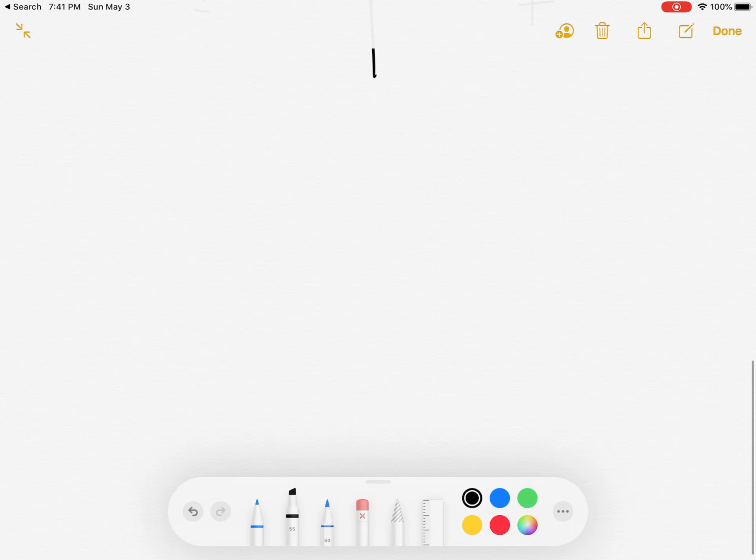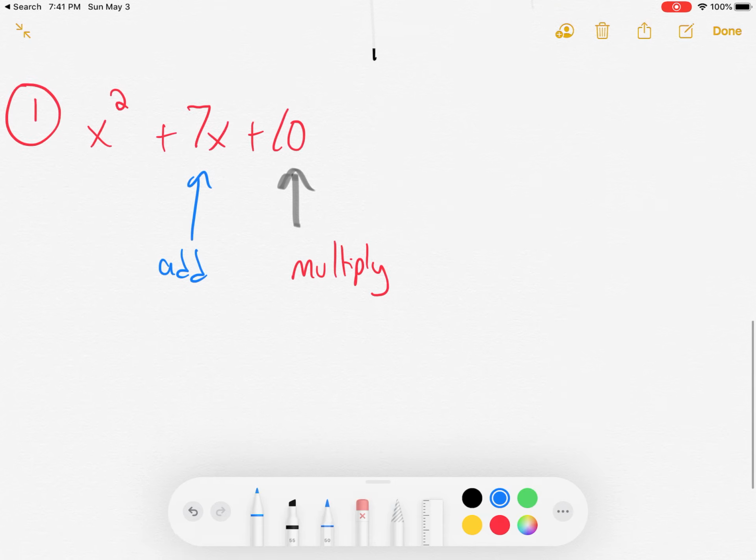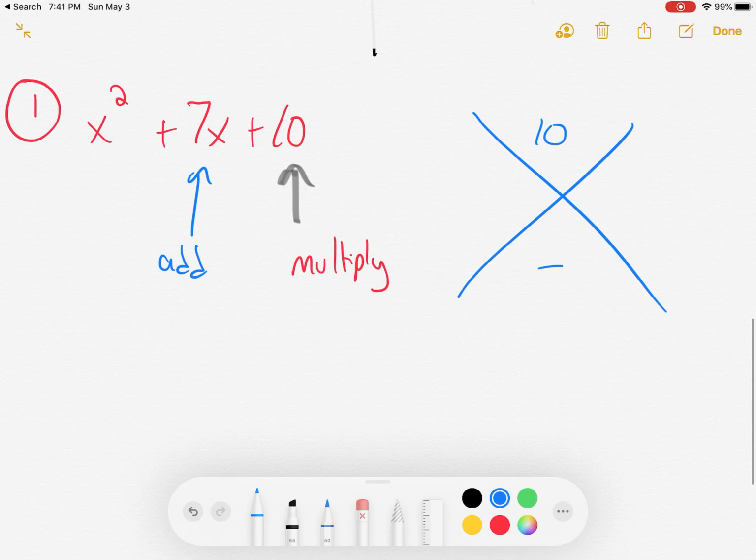Okay, so let's start with an example problem. Let's say we have x squared plus 7x plus 10. So we are looking for numbers that multiply to 10 and add to 7. So this is just a diamond problem. The number on the right goes on top of our diamond. That's a 10 right there, and a 7 on the bottom. We want numbers that multiply to 10 and add to 7.